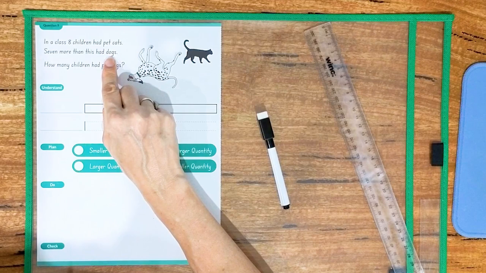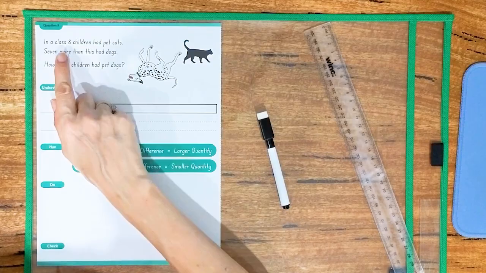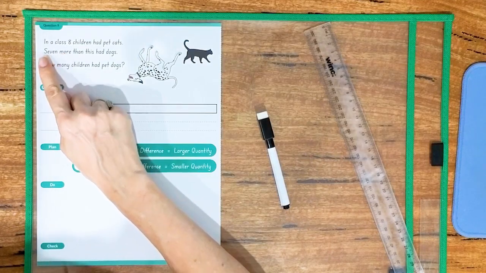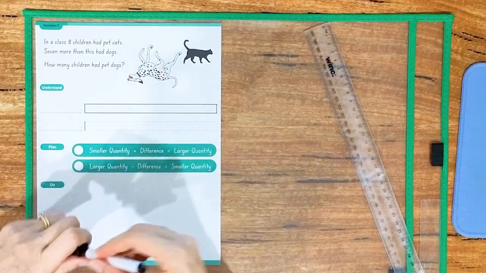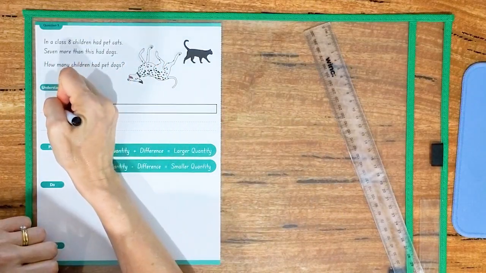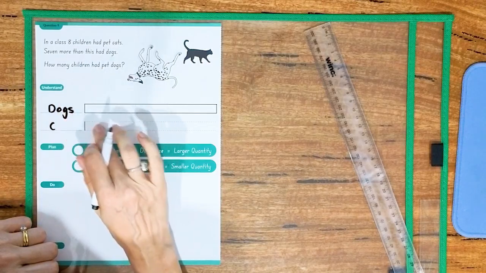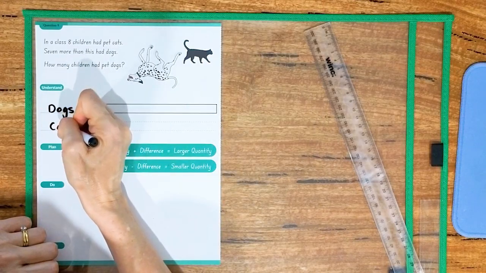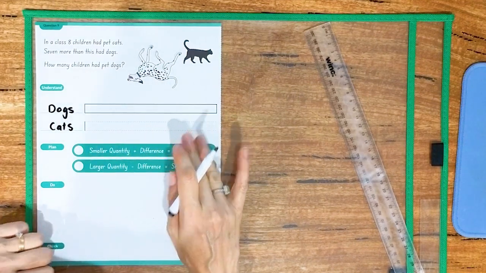had pet dogs. The first thing I need to do is find out which one is the larger quantity. I'm going to look for the words more or fewer. Here it is, more. 7 more than this had dogs. So the larger quantity is the number of children who had dogs, and the smaller quantity in this bar would be the number of children that had cats, along with the difference.